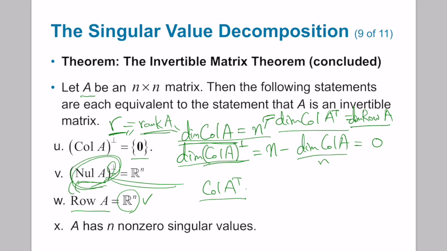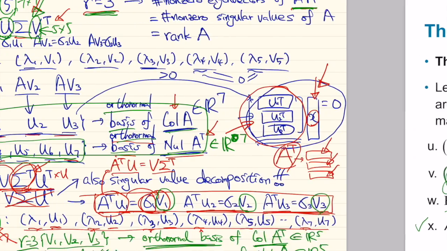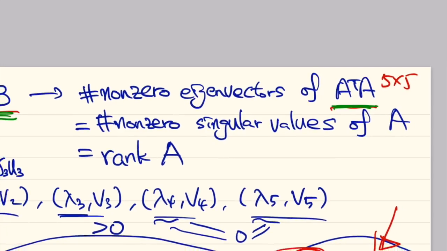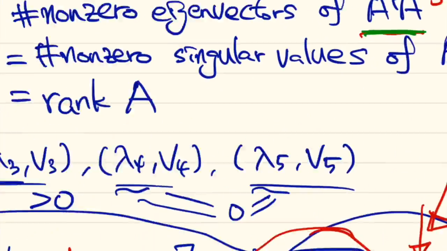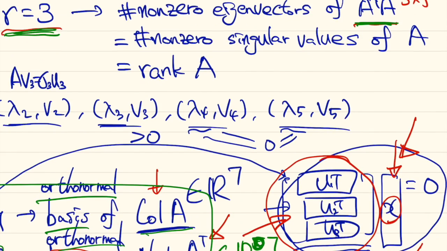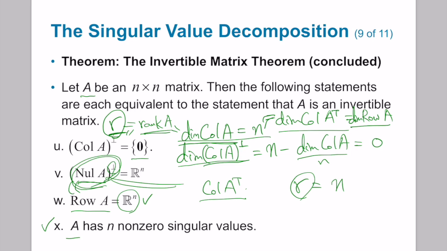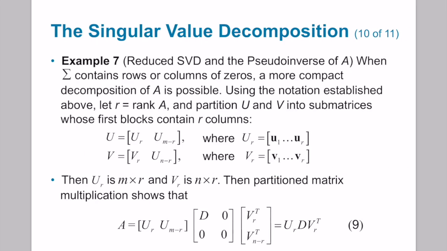Okay, and the last item in our invertible matrix theorem is that this R should be simply set as n, right? So what was R? R is the number of non-zero eigenvalues of A transpose A or A A transpose. But at the same time, this R is the same as the number of non-zero singular values, right? So A has n non-zero singular values, right? In that case, it means R is equal to n, and R is the rank of matrix A. Okay, so an invertible matrix will have n non-zero singular values, right? And then now let's move to the reduced form of an SVD.